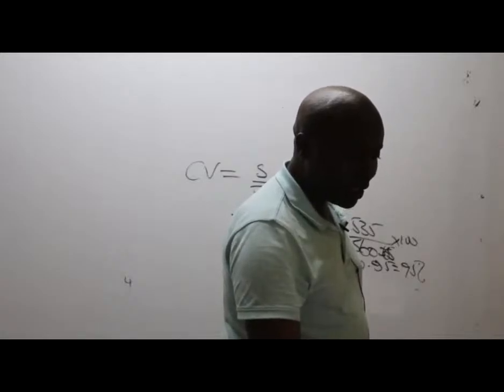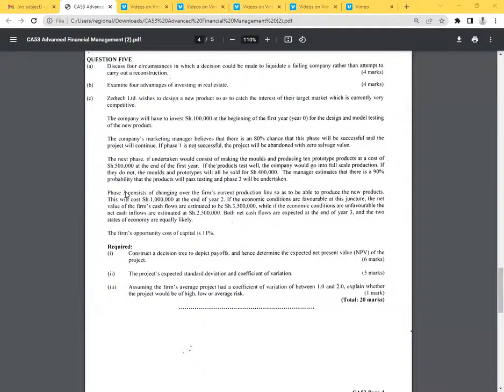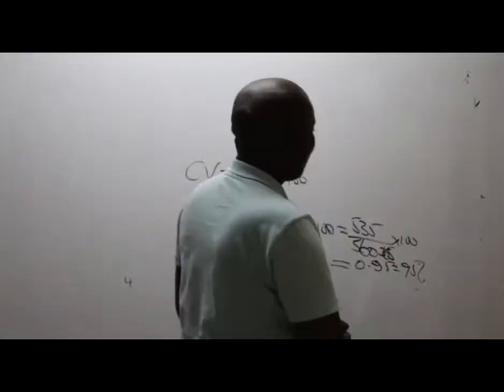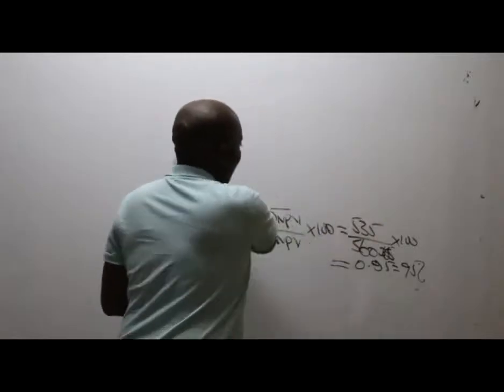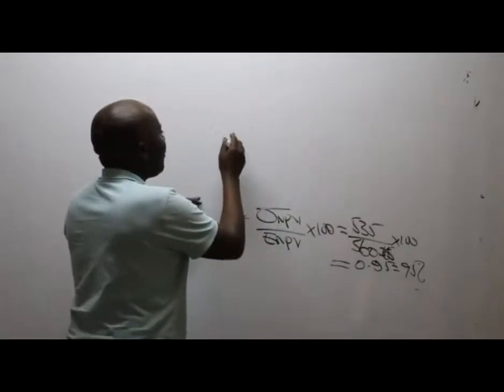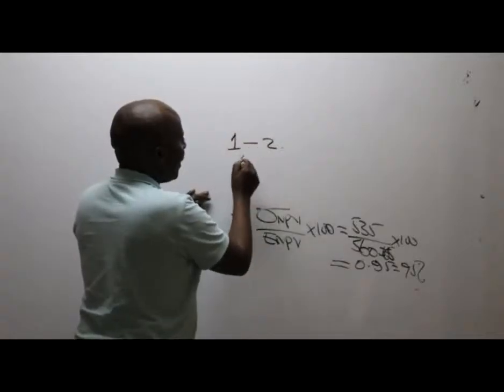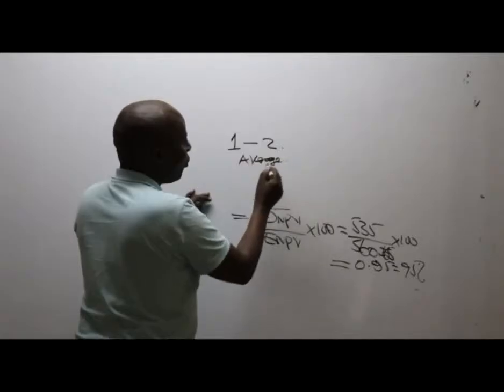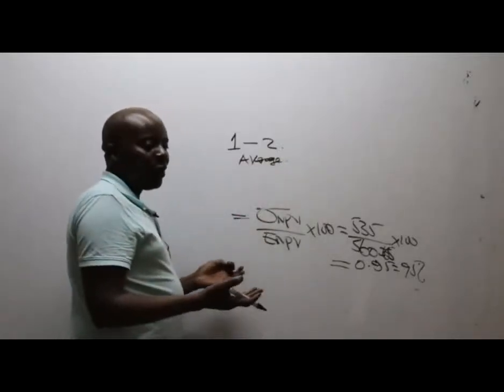What are they comparing this against? Let's see here. So when you look at Roman 3, assuming the firm's average project had a CV of between 1 and 2, perhaps could have been 1.5. Explain whether the project would have been of a high, low, or average risk. Great. Now, ladies and gentlemen, remember here they are giving us the average CV. They are telling us that if the CV falls in between here, then we talk of medium risk. The risk will be average.